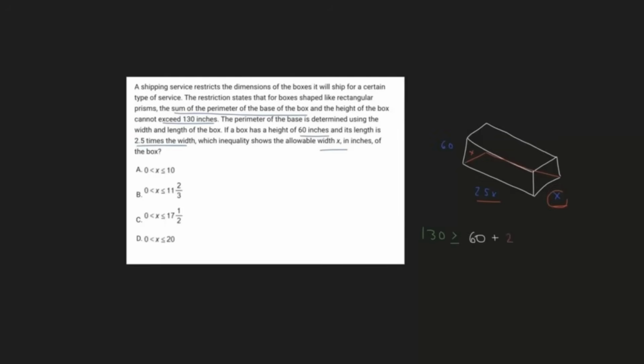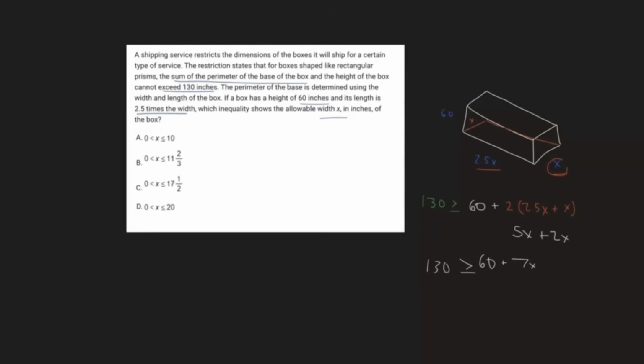And so we can write this as 2 times (2.5x plus x). All right, so now what we want to do is expand this out. 2 times 2.5x will give us 5x, and 2 times x is going to be 2x. And so we get 7x over here. So in our inequality, we're going to have 60 plus 7x, and that is going to be less than or equal to 130.